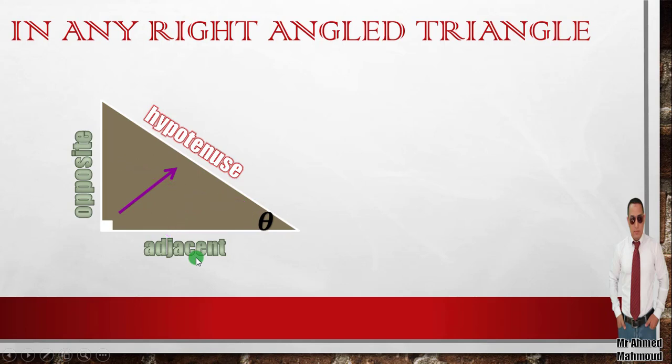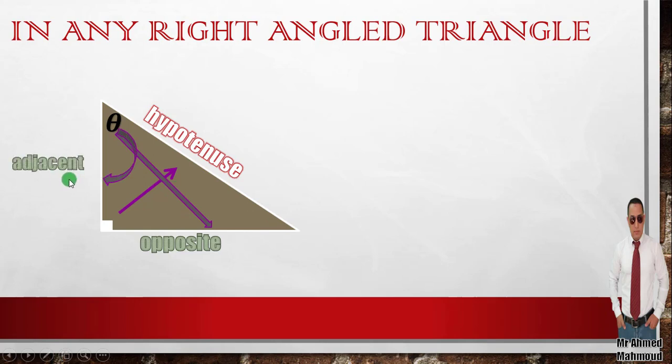If we change the position of theta to this position, where theta means the acute angle, then the position of the hypotenuse is stable, but we switch the positions of the adjacent and the opposite. For example, here is the opposite, which was the adjacent for the previous theta, and this is the adjacent of theta, which was the opposite for the previous theta.